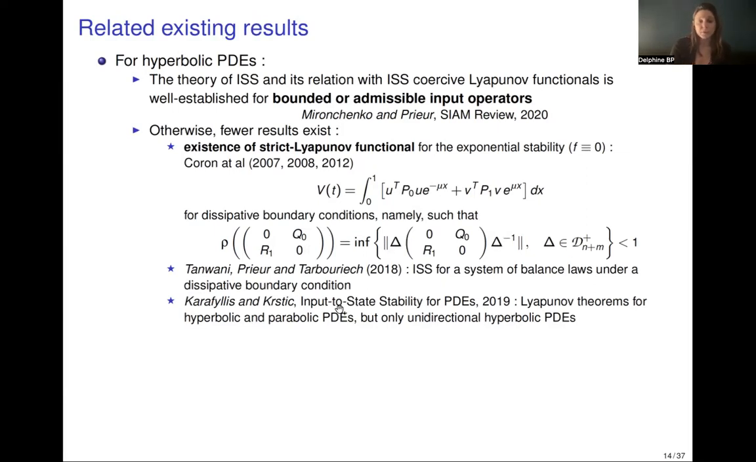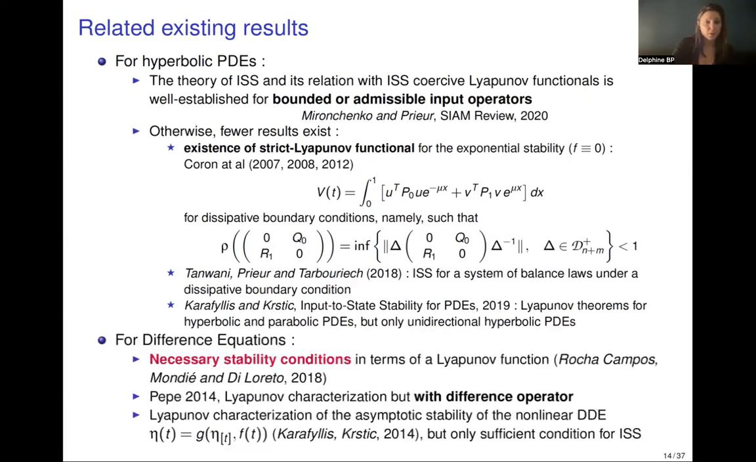Iasson Karafyllis and Miroslav Krstic also had a large variety of results on ISS for PDEs, but they only cover, as far as I know, unidirectional hyperbolic PDEs in this book, which is not the case that we're interested in. So as we don't have the result that we're looking for on hyperbolic PDEs, let's look at what's going on for different equations.